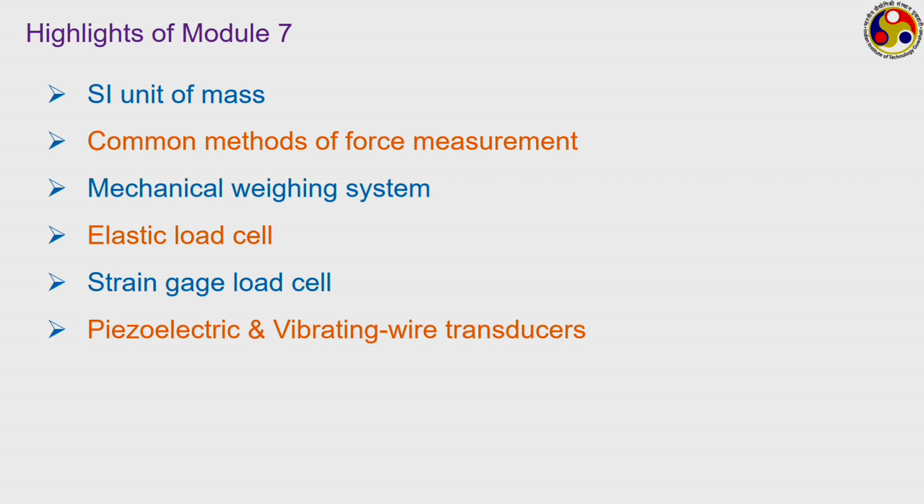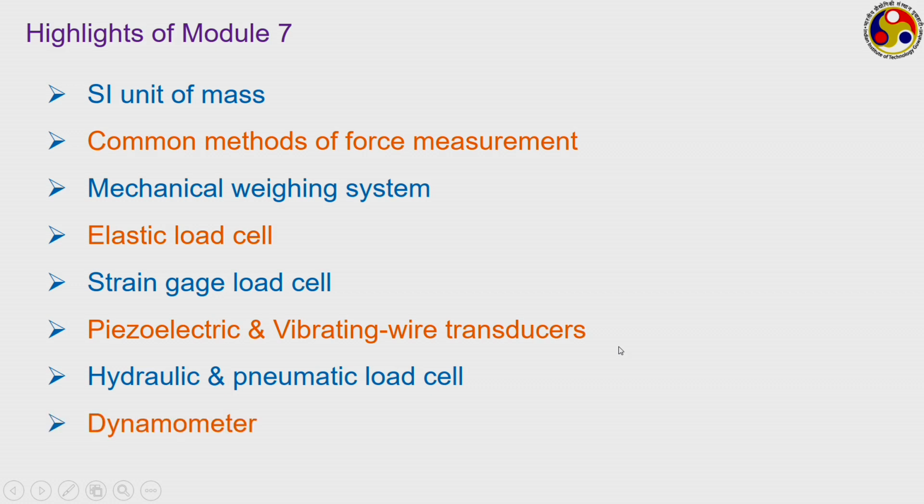Today we talked about the piezoelectric ones, the vibrating wire transducers, pneumatic and hydraulic load cells, and finally we briefly talked about the dynamometer. We talked about 4 different kinds of dynamometer, mostly the absorption type dynamometers like the rope and Prony brake dynamometers, eddy current dynamometers and the hydraulic dynamometers. So, that is it for our module number 7.